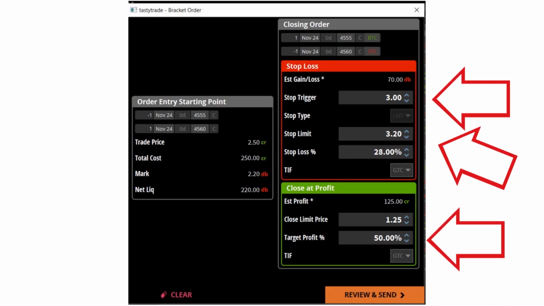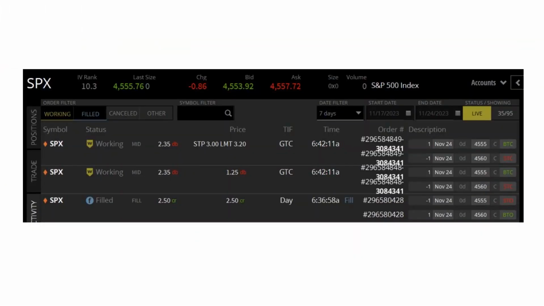Now, I go ahead and hit review and send and place the bracket order to sell it and forget it. We can go to the activity tab and look at our working order. We see the stop and limit prices and the close order for the profit as well. GTC stands for good till canceled. We also see where we were filled for the $250 credit. So we either profit for $125 or lose $50.